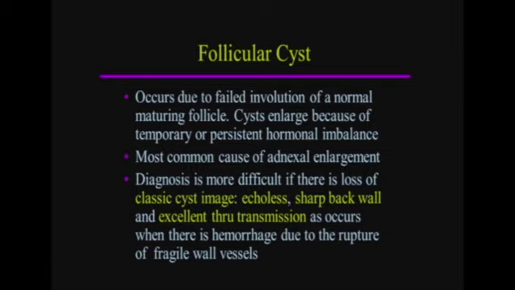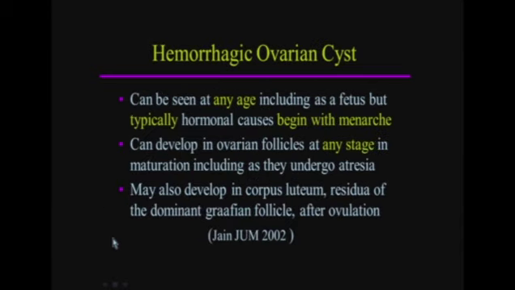Follicular cysts occur due to failed involution of a normal maturing follicle. Cysts enlarge because of temporary or persistent hormonal imbalance. It's the most common cause of adnexal enlargement. Its diagnosis is more difficult if there is a loss of the classic cystic image, and a classic cyst is echoless, has a sharp back wall, and has excellent through transmission. But when there is hemorrhage due to the rupture of fragile wall vessels, one will see echogenic content in the cyst, and hence a hemorrhagic physiologic ovarian cyst.